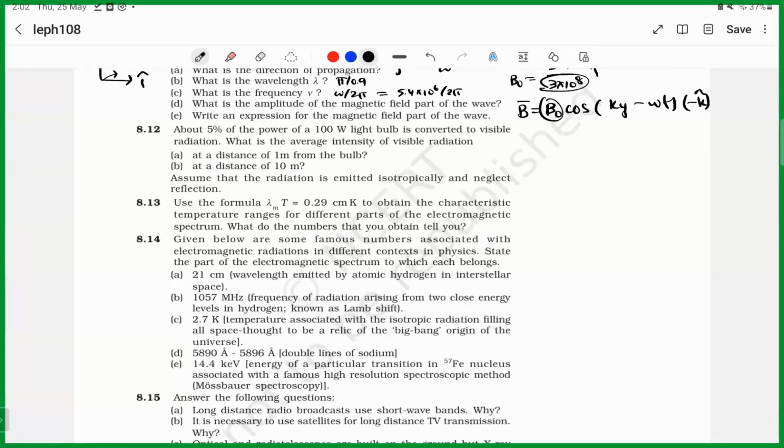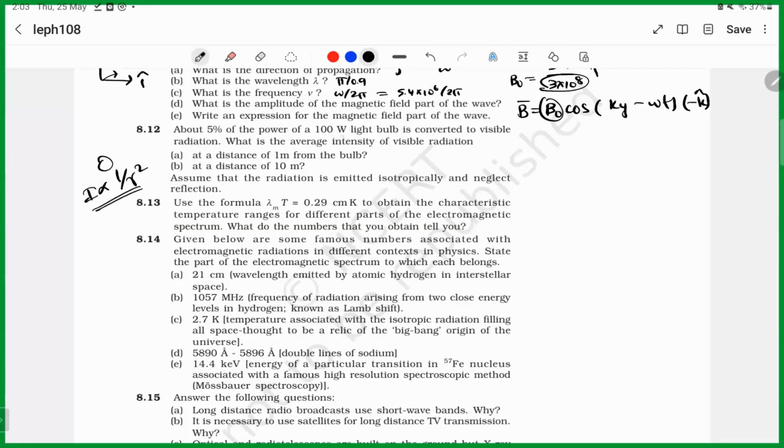8.12. About 5% of the power of a 100 watt light bulb is converted to visible radiation. What is the average intensity of visible radiation at a distance of 1 meter from the bulb? Well, one thing we can see there is that intensity from a bulb goes as 1 by r squared. Okay, this is something that is a good thing to note.